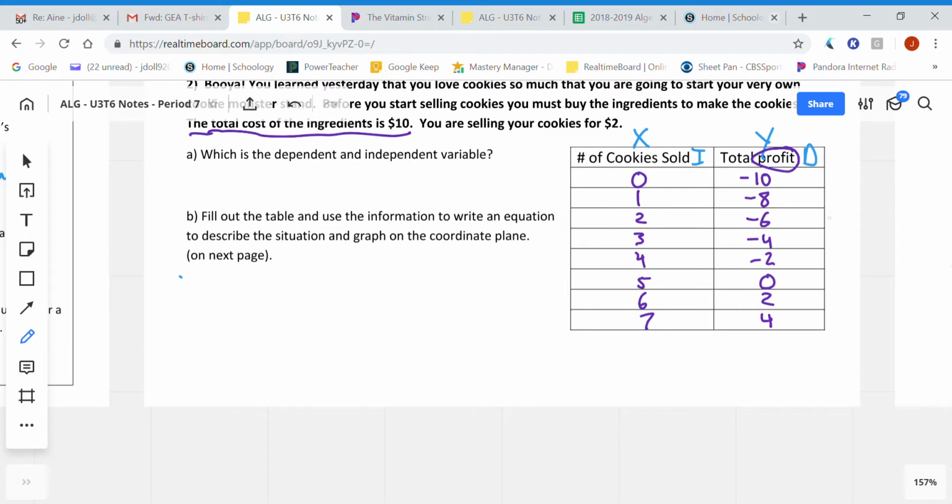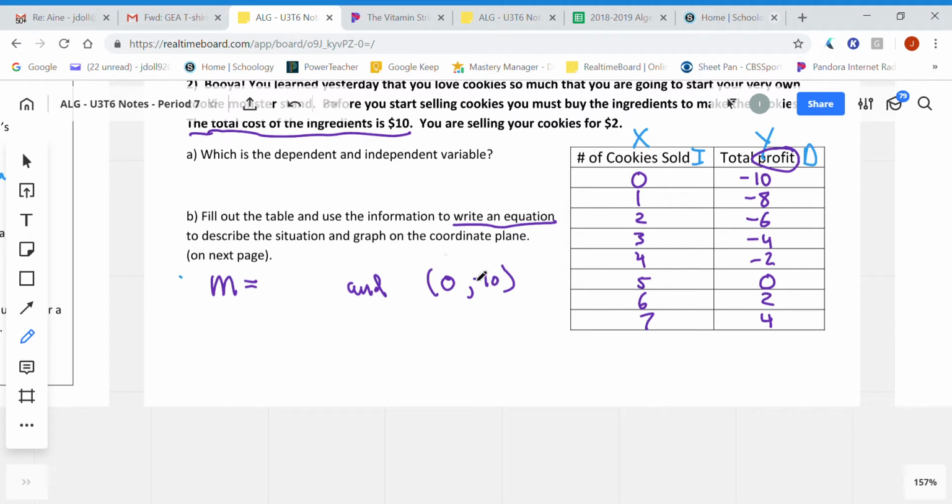All right, so fill out the table and then notice it's asking us to write an equation, and then to describe the situation and graph on the next page. So let's write our equation here. To write our equation, as we talked about, we need 2 things. I need slope and I need an ordered pair. I would highly recommend using the y-intercept, 0, negative 10.